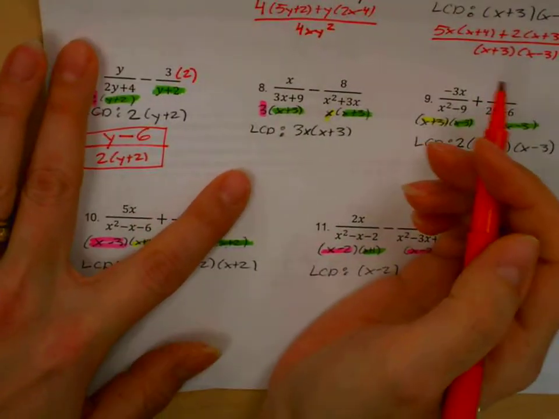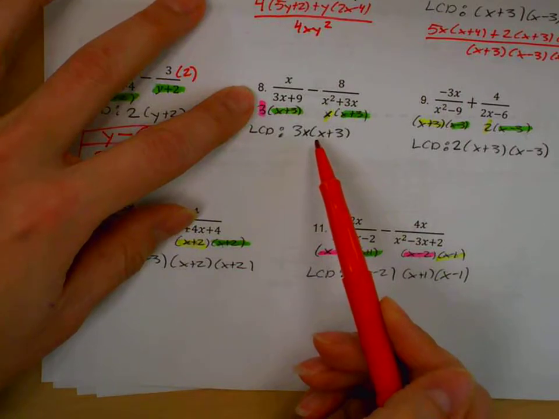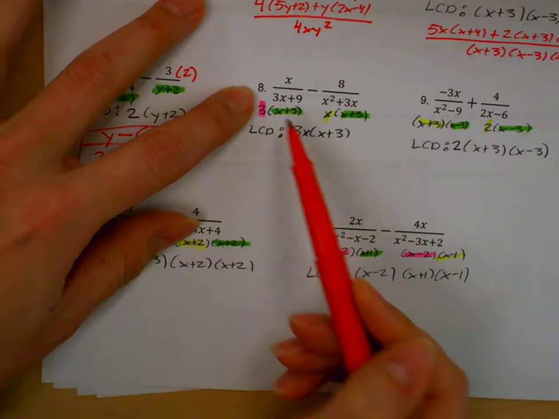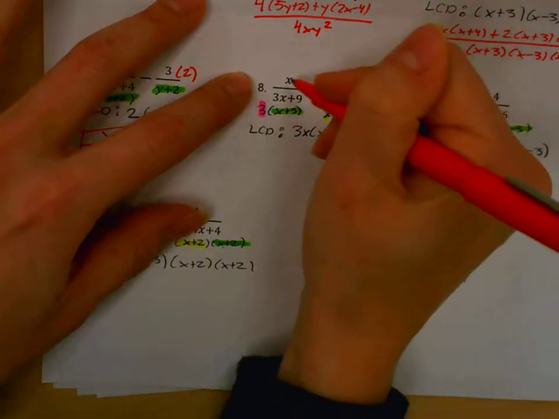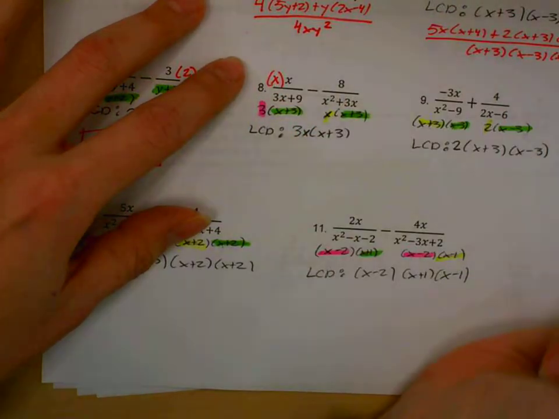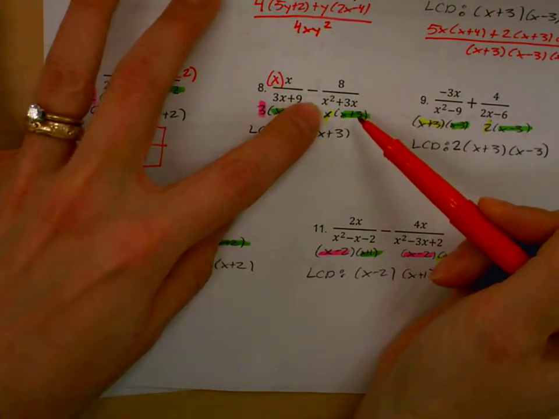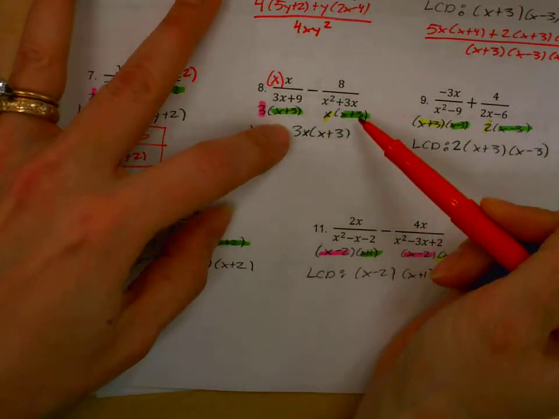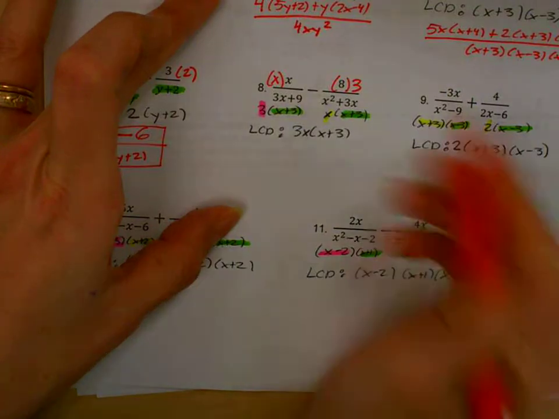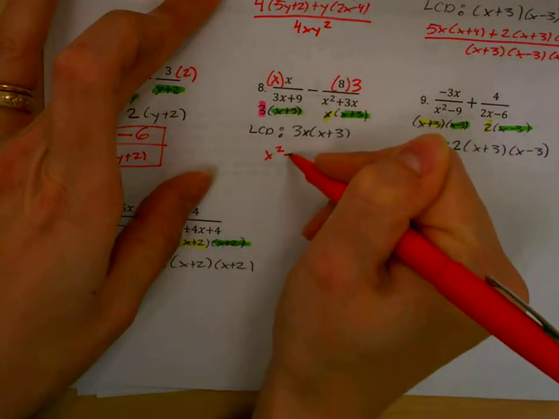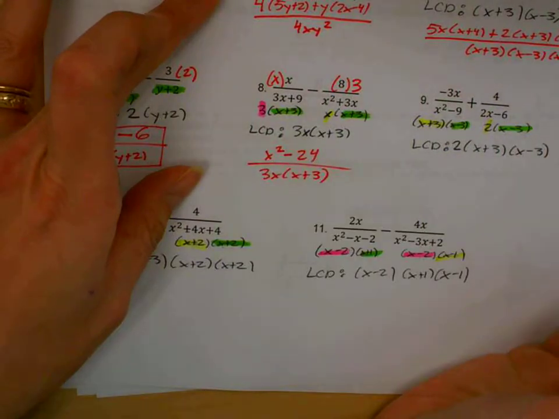All right, number 8. Take a look at the denominator of the first fraction. What are you missing from the least common denominator? Well, I have the 3. I have the x plus 3. I don't have the x. So this one needs to be multiplied by x. Same thing over here. What am I missing? I have the x. I have the x plus 3. I'm missing the 3. So this one has to be multiplied by 3. So that's x squared minus 24 over the least common denominator of 3 times (x plus 3).